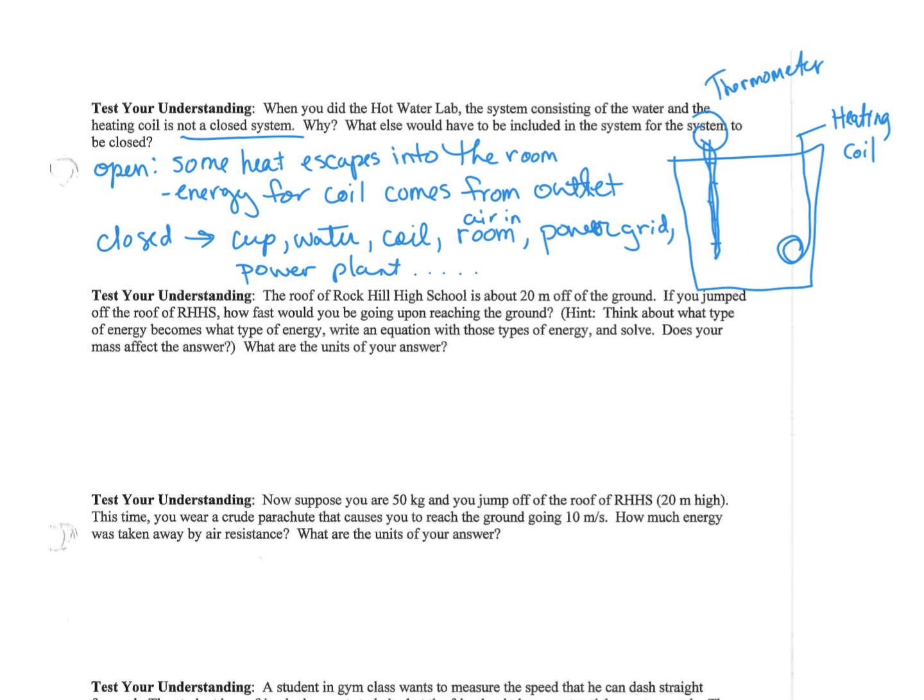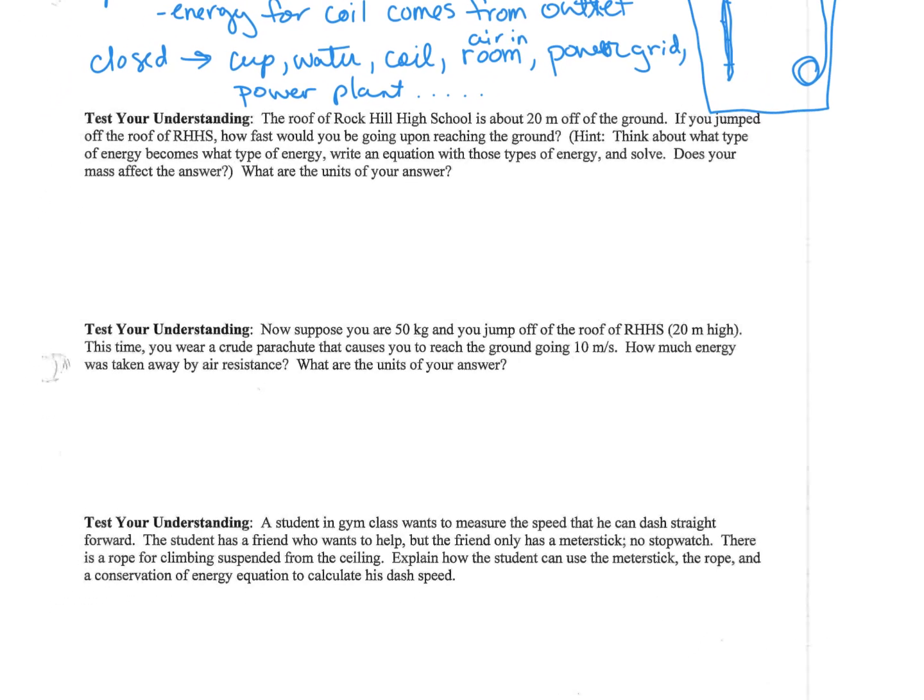All right, so now, the roof of Rock Hill High School is about 20 meters off the ground. That is a hint right there. That tells me that we have some gravitational potential energy, right? So that's going to be a U sub G of some sort. If you jumped off the roof of Rock Hill High School, how fast would you be going upon reaching the ground? How fast tells us that we probably have kinetic energy, correct? So what we want to do, and it says, think about what types of energy, write it and solve. Does your mass affect the answer?